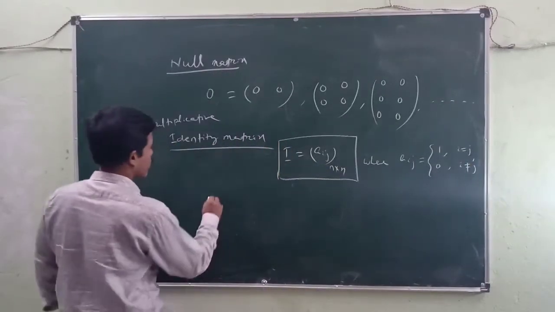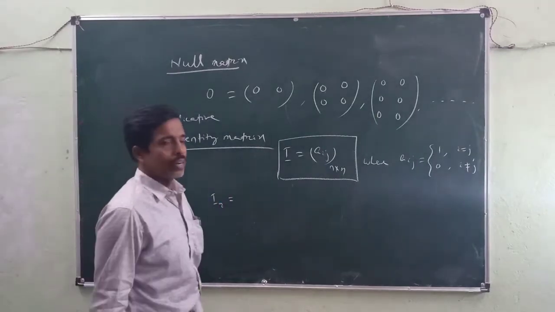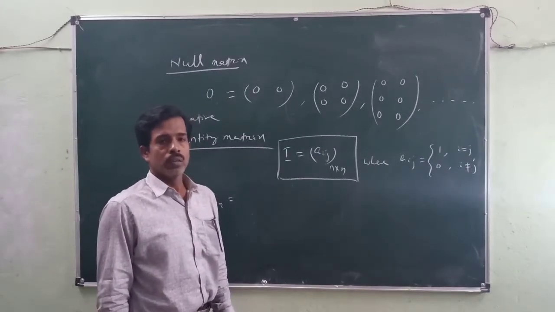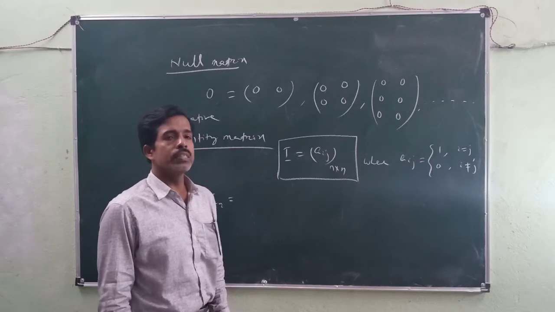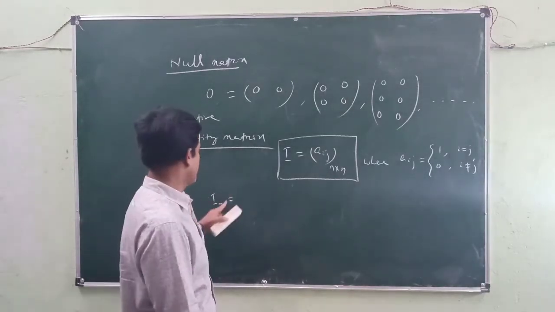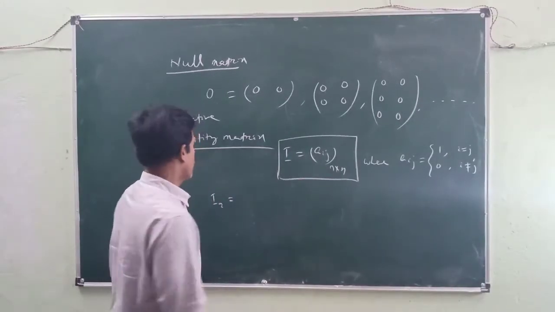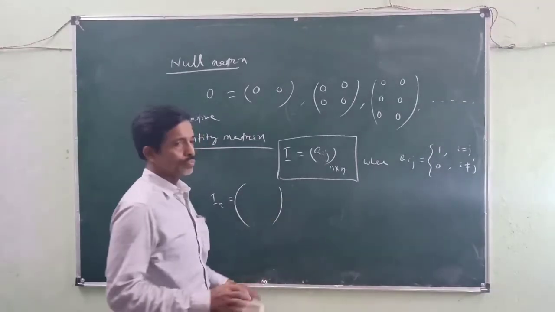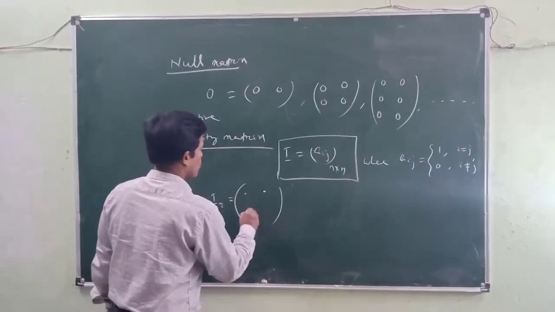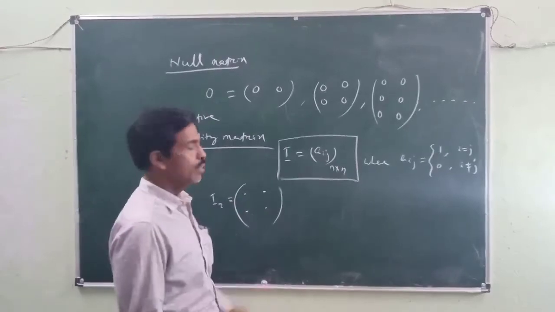Suppose I want to write I2. Since it is a square matrix, I2 means a square matrix of order 2 cross 2. We call it a second order identity matrix, or a second order square matrix. Since the order is 2 cross 2, 4 elements are present.